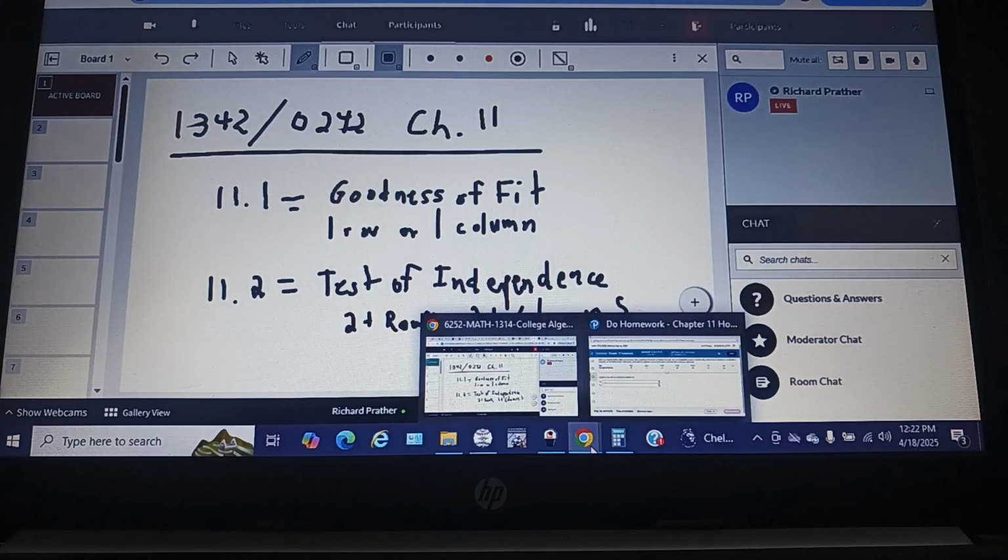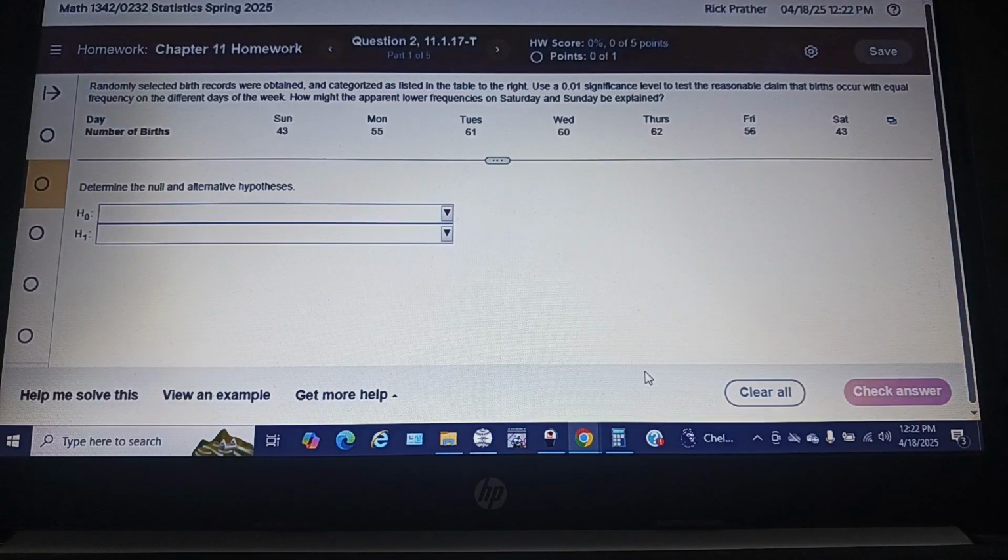So the very first problem I'm going to do, I'm actually going to do number 2 first. There's only 5 problems here. 3 of these problems come from 11.1 and 2 of them come from 11.2. So there's the day at the top, Sunday, Monday, Tuesday, all the way to Saturday. Those are just titles of what this is about. There's really only one row of numbers here. How many people were born at some hospital on the different days of the week in some kind of sample?